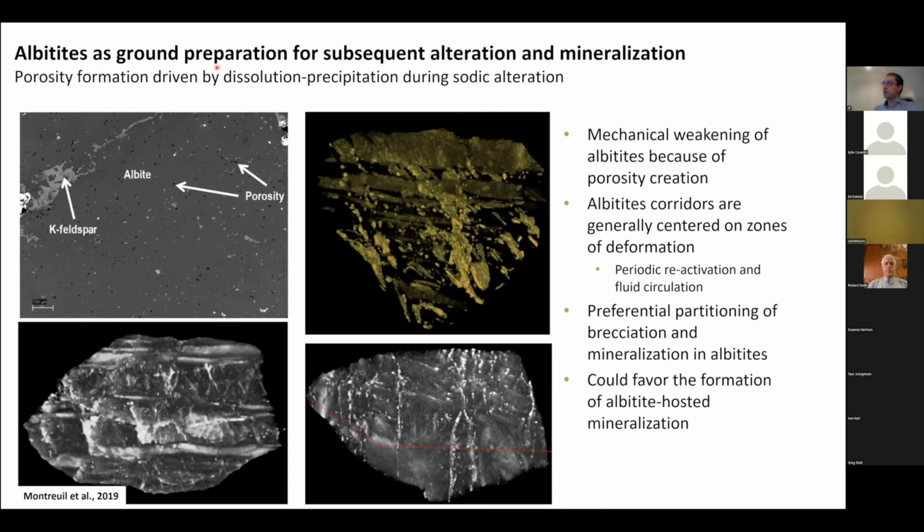Albitite can also be good for ground preparation because sodic alteration generally progresses through coupled dissolution-precipitation. What it tends to do is the sodic alteration, but then the residual albitite will be extremely porous, because this alteration will tend to remove a bit more material than it's leaving behind. And this porosity, especially if we apply stress on these rocks that will become also isotropic, can become a very good zone to focus stress and then start initiating the breaking of the zones that are albitized.